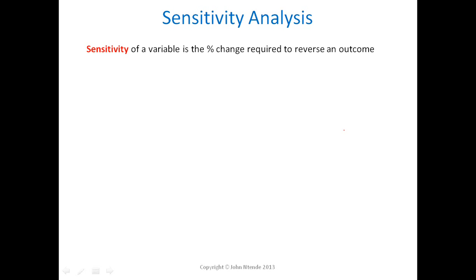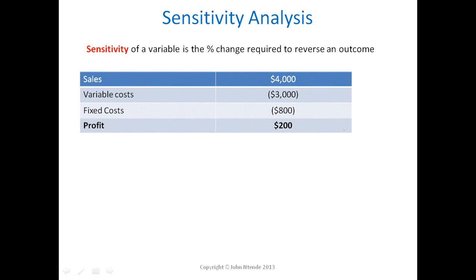So let's look at the basic example and illustrate how to calculate the sensitivity of a certain variable. Here you have a simple example of a project whose sales are 4,000, variable costs are 3,000, fixed costs are 800, and we're making a profit of 200. So the question is, can we try and figure out what is the sensitivity of this project to fixed cost? Now, to reverse the outcome, this profit right here must go to 0.